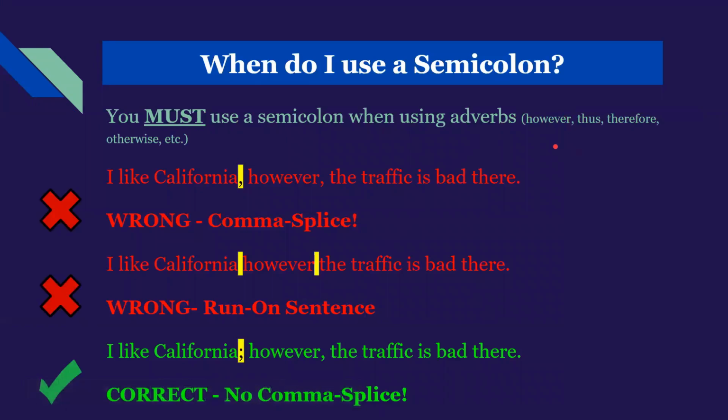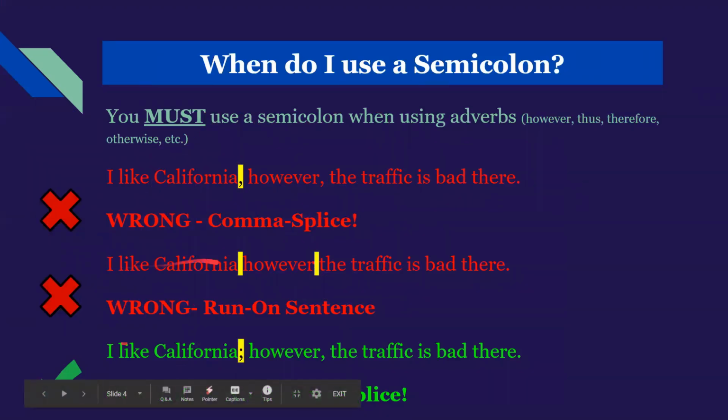So when do I use a semicolon? You must use a semicolon when using adverbs like however, thus, therefore, otherwise, and many other adverbs. Here are some examples of the do's and don'ts. I like California, comma, however, comma, the traffic is bad there. This is wrong. We have a comma splice. Comma splices are when there are too many commas in a sentence. As you can see here, we have two right next to each other. It just sounds a little weird.